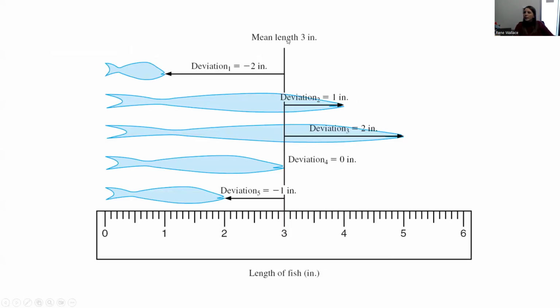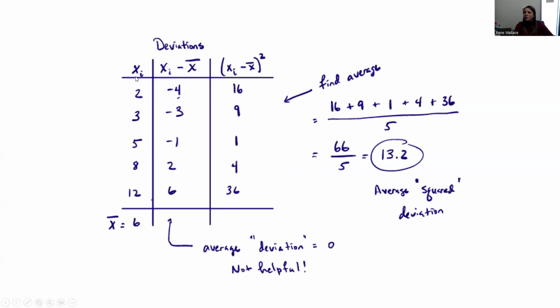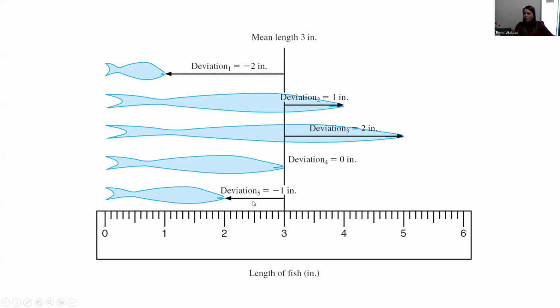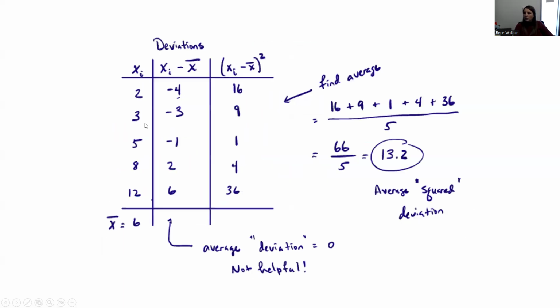So maybe we were looking at these fish, right? The mean length was 3 inches, and the length of the fish in inches runs from 0 to 6 inches. If the mean is 3 here in the middle, then we need to see how much all of these fish deviated from the mean. We've got some negative deviations and some positive deviations. So here are the numerical values for the deviations: -1, 0, +2, +1, -2.